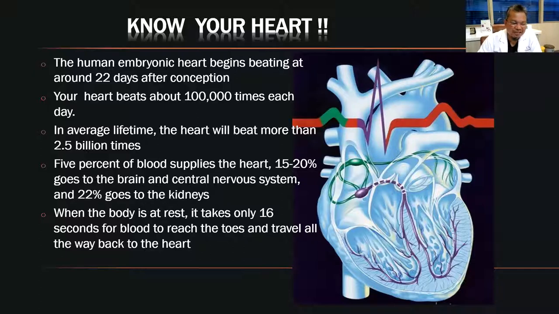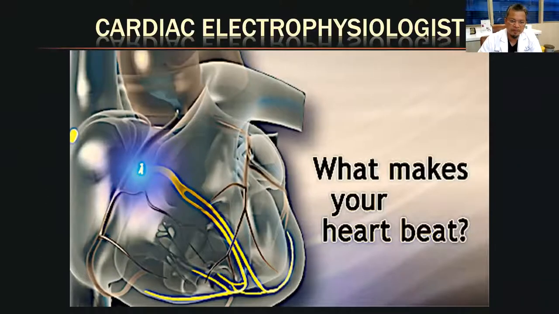And an interesting fact on the last section there, it takes only 16 seconds for blood from a single cell in our fingers to go through the blood circulation, pass the heart, and come back to the fingers or toes again. And then my special interest is electrophysiology. So people ask, what is an electrophysiologist? The simple answer that I explained before was electrophysiologists deal with the electrical activity of the heart. It's like an electrician. And most of the interventional cardiologists, who deal with putting in a stent and an angiogram, are like a plumber to the house.